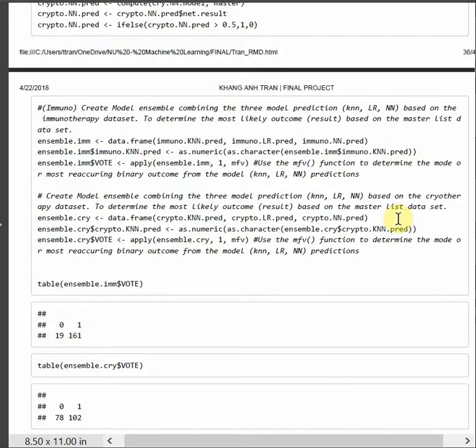And once I created my ensemble for all three models, I used a voting system to find the mode, the most common prediction. So if KNN votes for a 1, logistic regression votes for 1, and neural network votes for 0, the ensemble will automatically determine 1 as the most optimal outcome. And I repeated this for the immunotherapy dataset and the cryotherapy dataset, and I tallied up all the results.